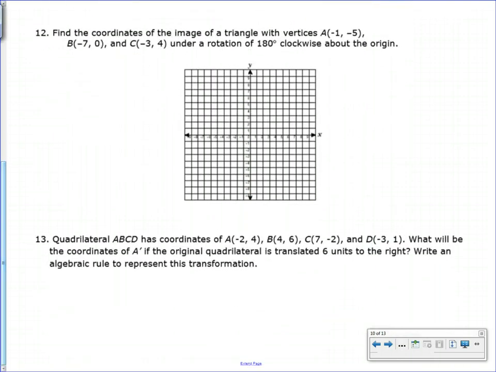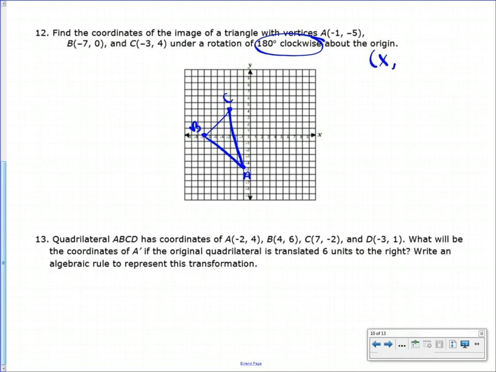Number 12. Find the coordinates of a triangle with vertices at A is at -1, -5, B is at -7, 0, and C is at -3, 4. So there's our triangle. After a rotation of 180 degrees clockwise.